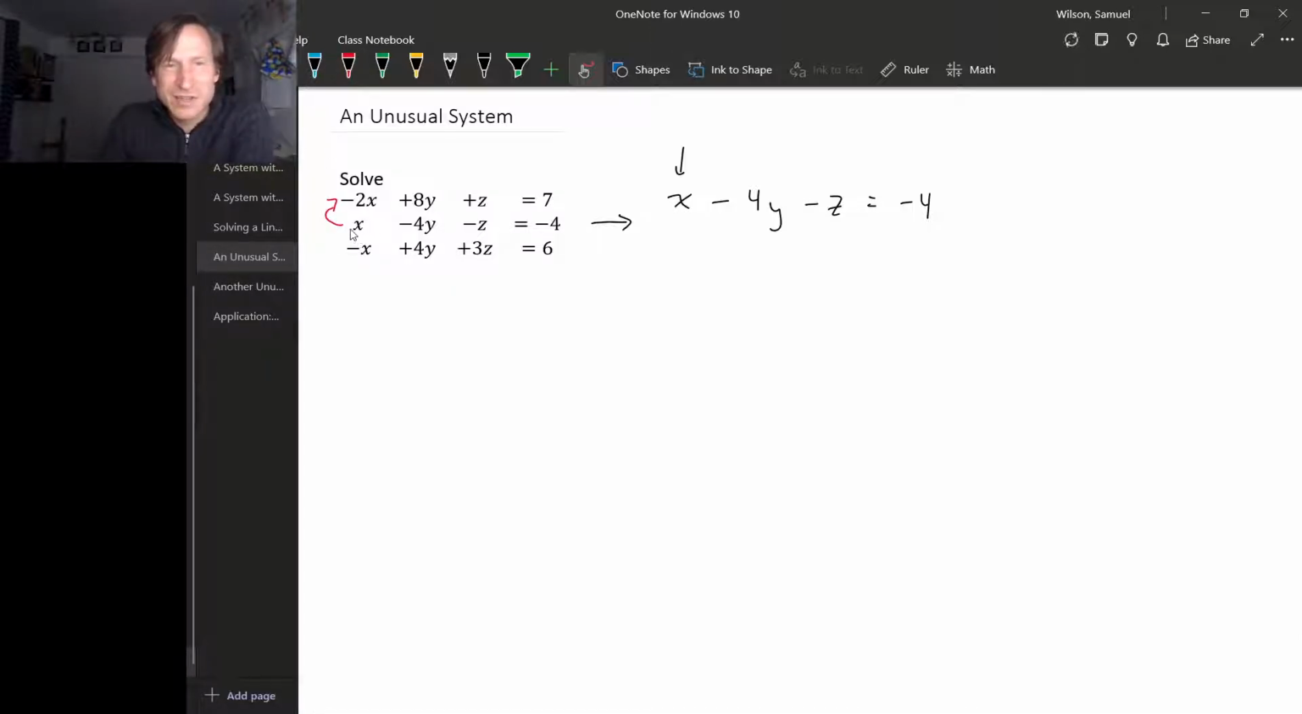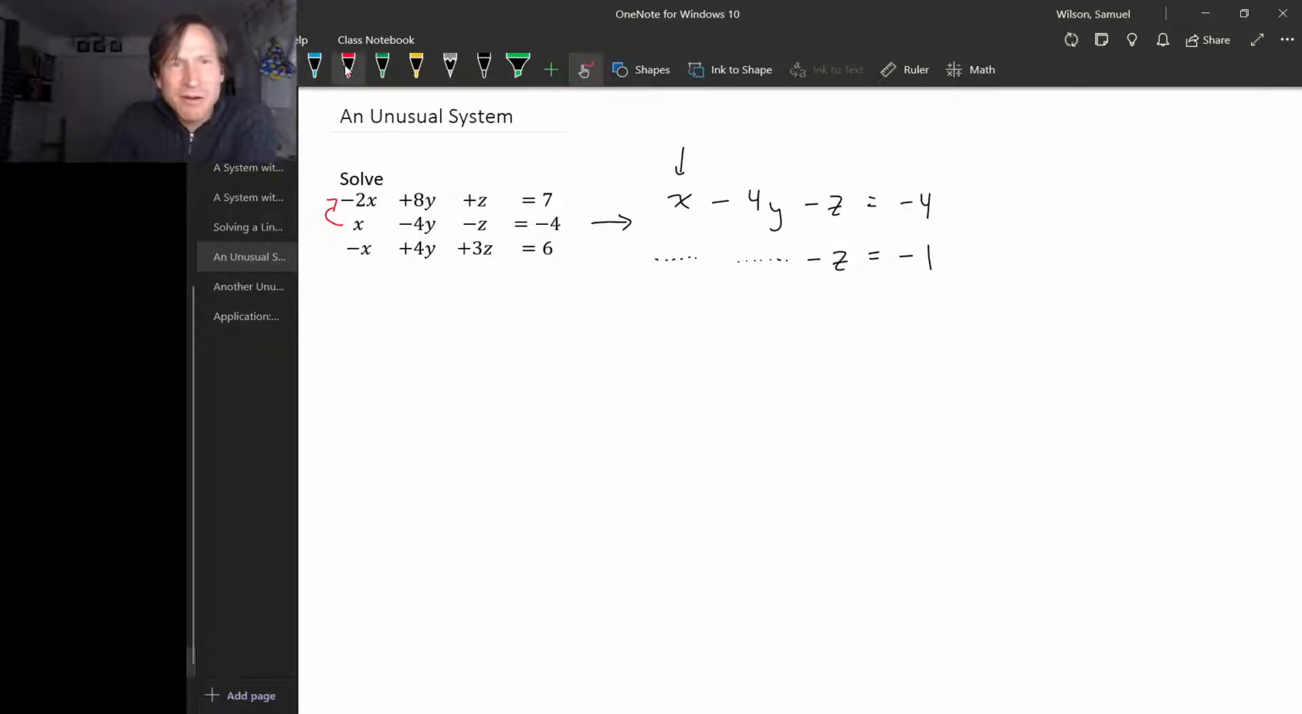So 2 times x minus 2x, that's no x's. So the x term here is missing. And then 2 times minus 4y plus 8y, that actually eliminates the y's as well. And then 2 times negative z plus z, that's minus z. And then 2 times minus 4 plus 7, that's minus 1.